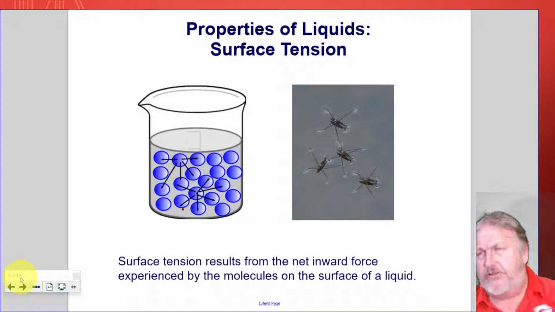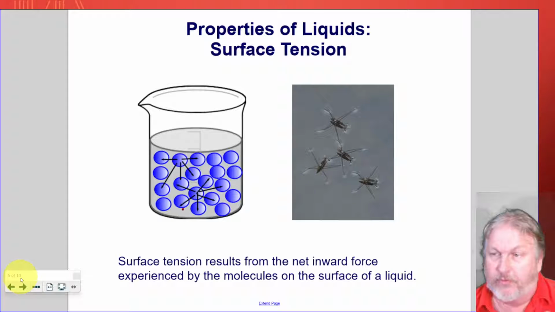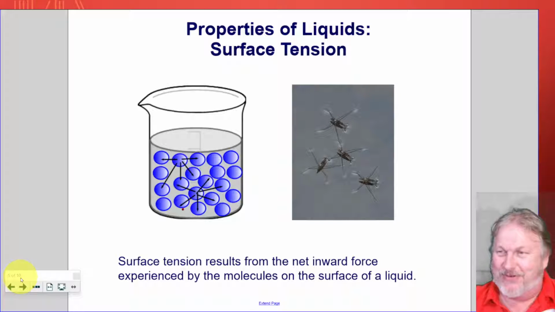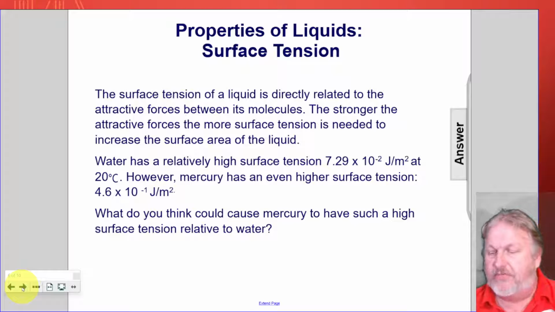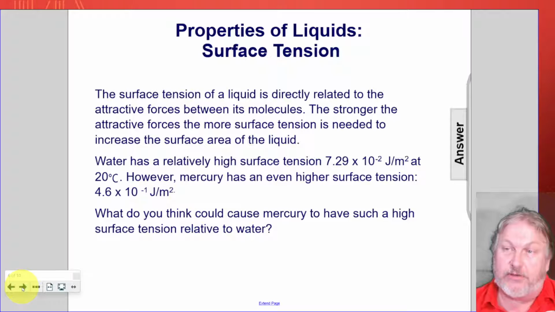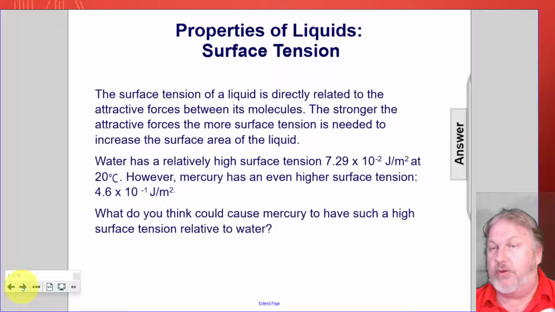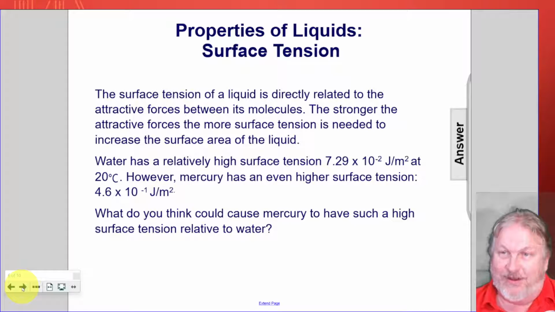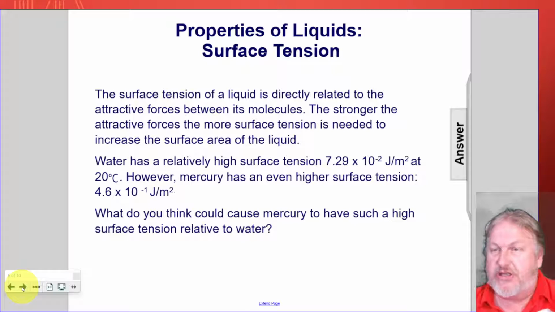Now, surface tension. That's another one. You may have heard of it before. You might have seen these little water striders that go over the water. Surface tension results from a net inward force experienced by the molecules on the surface of the liquid. So the surface tension of the liquid is directly related to the attractive forces between its molecules. The stronger the IMF, the stronger the attractive forces, the more the surface tension is needed to increase the surface area of the liquid.